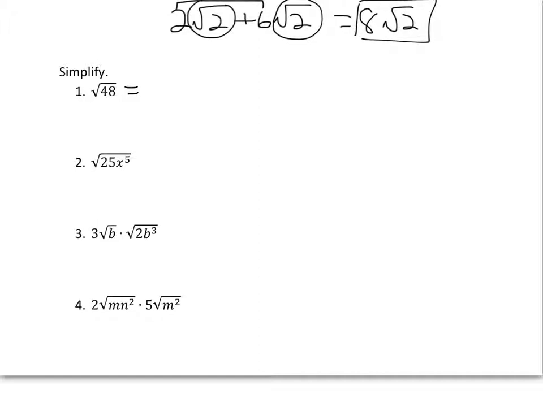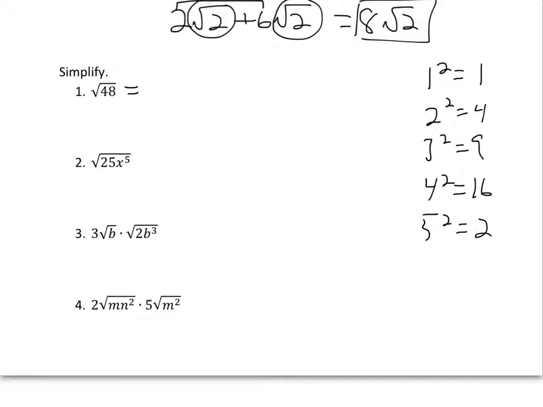The biggest perfect square that's less than 48 is 36. So you're going to start by asking yourself, does 36 go into this perfectly? Here's a list of the perfect squares. 1 squared is 1, 2 squared is 4, 3 squared equals 9, 4 squared equals 16, 5 squared equals 25, 6 squared equals 36, 7 squared equals 49. I'm expecting that you guys know these perfect squares. We're just going to go right down the list and see if any of these are factors of 48.